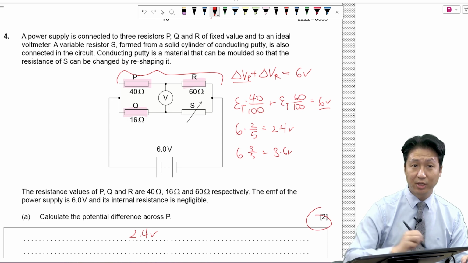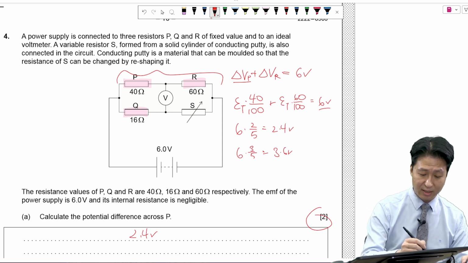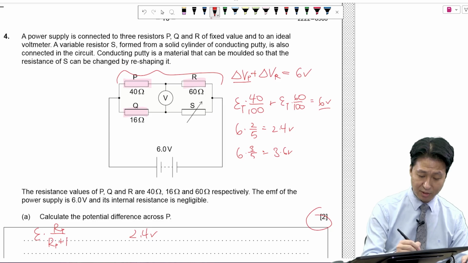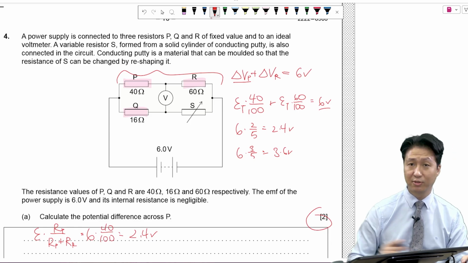Now, since it's a 2-point question, of course, you have to show how you got that. It's the total EMF times the resistance of P divided by the resistance of P plus the resistance of R, which is 6 times 40 over 100, which is exactly the same equation that we used.